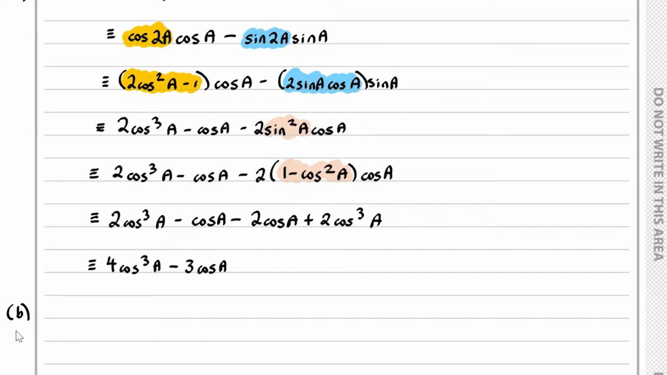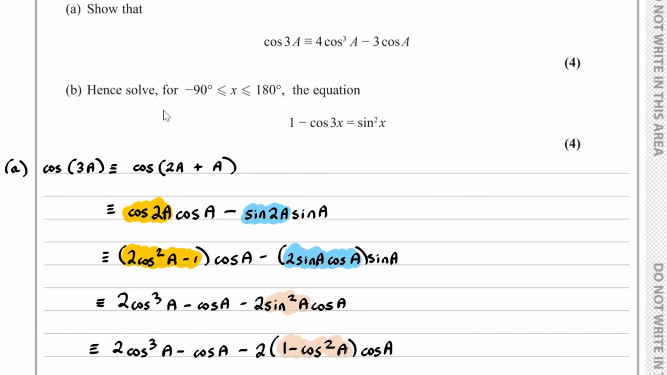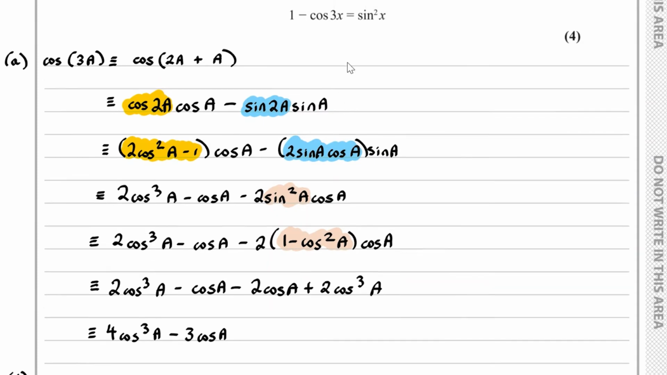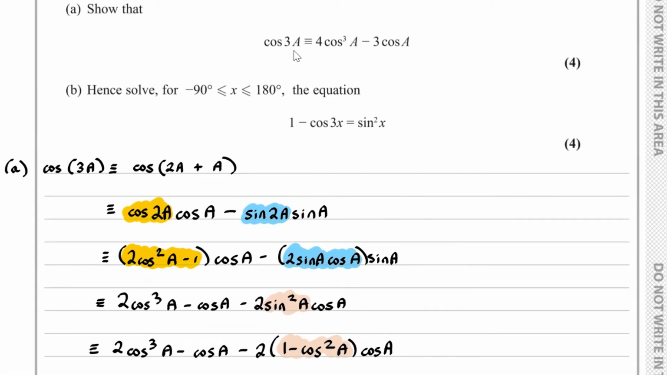And now for part B of the question, hence solve for x being in between minus 90 and 180, the equation 1 minus cos 3x equals sine squared x. Well, we can use what we had in part A over here.